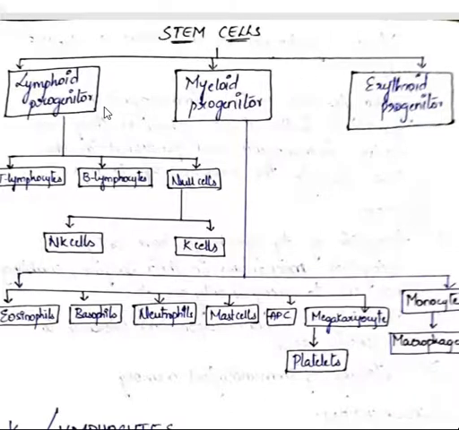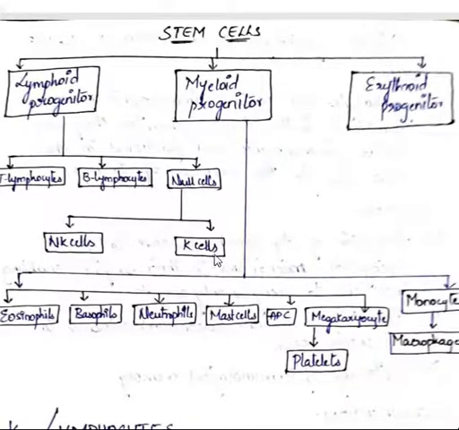The first line is going to be the lymphoidal progenitor or lymphoidal lineage, the second type is myeloidal lineage, and the third one is the erythroid lineage. So that's how we have the three types of lineages by which these stem cells get modified into different types of immune cells.